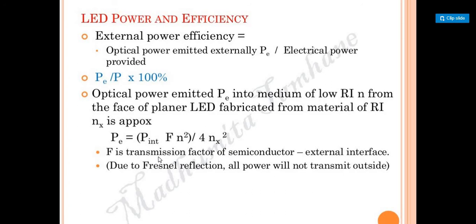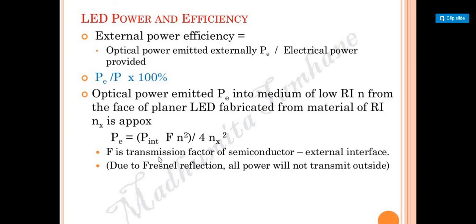So what else have we learned, students? We have seen the external power efficiency. We obtain the optical power emitted externally, given by P_E by the electrical power provided. Output is the optical power, input is the electrical power. If you take the ratio of output by input and multiply with 100, we can write that function as the efficiency. So efficiency is output power by input power into 100%. The optical power we get is into the medium of low refractive index, given by n, from the face of a planar LED.